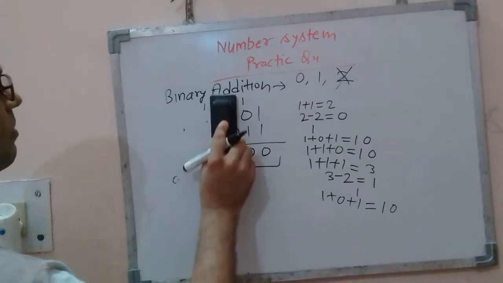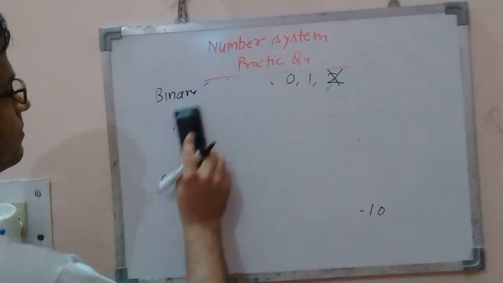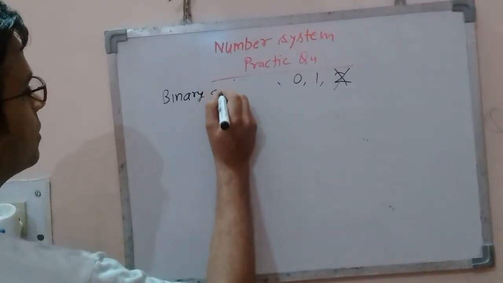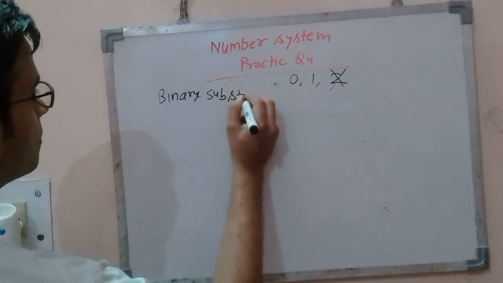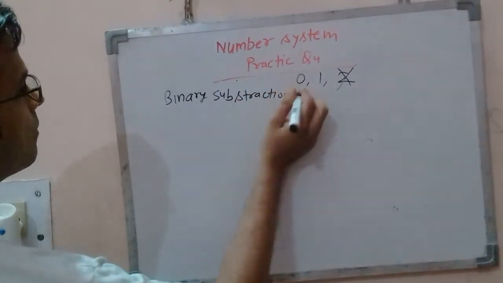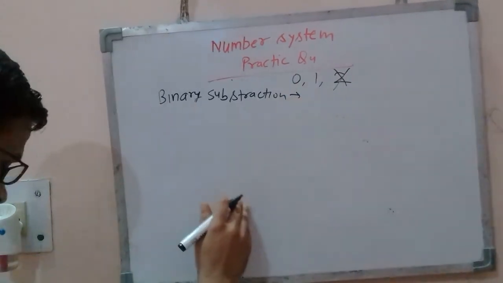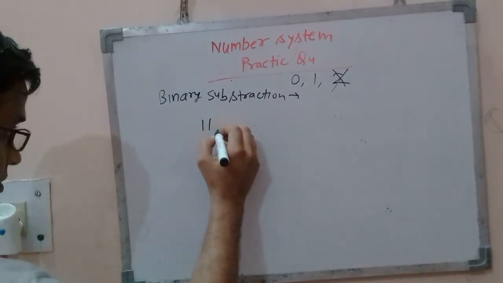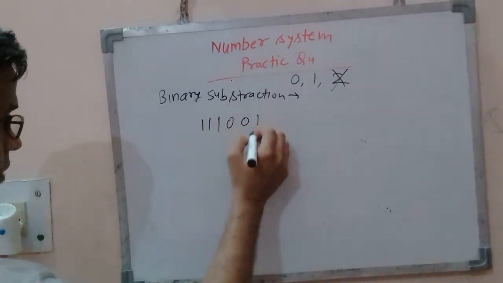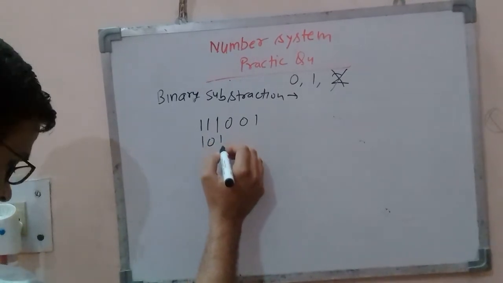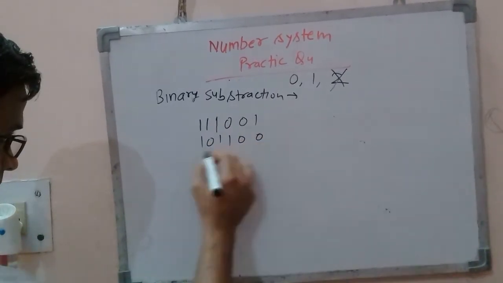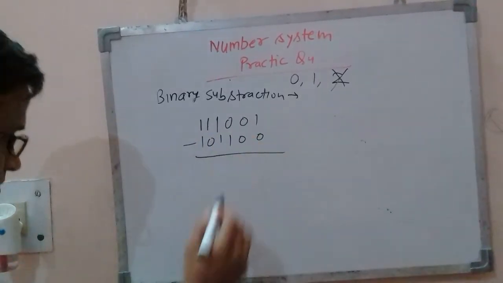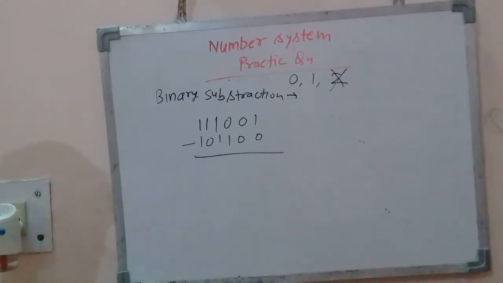Now let me go for binary subtraction. So how to do binary subtraction? See the example. Suppose two numbers are given, 1 1 1 0 0 1 and 1 0 1 1 0 0. You are asked to subtract this number from this one. That means, see how to do this.